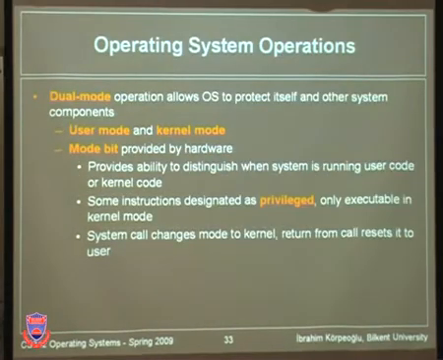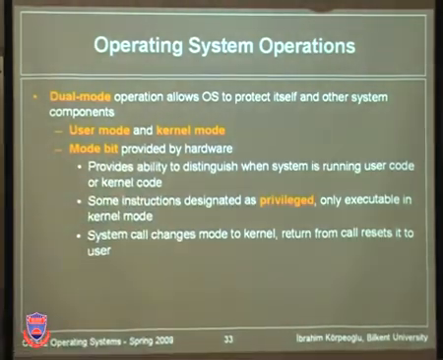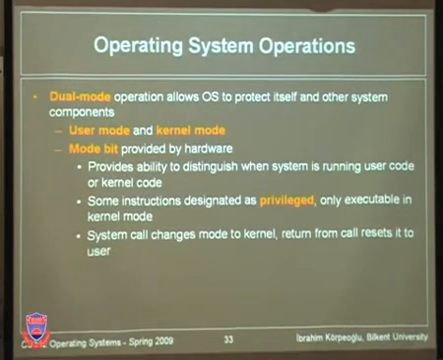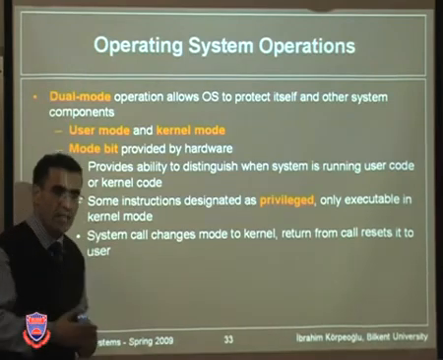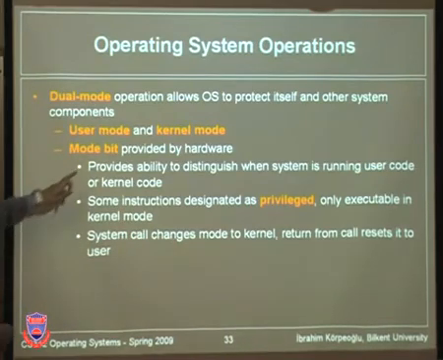What is the dual mode operation and what does it have? Dual mode operation allows the operating system to protect itself, the I/O devices, and other system components. So what is dual mode? Dual mode actually requires hardware support. It means that the system is operating in two modes, user mode and kernel mode. When it is in user mode, it is running application code on the CPU. When it is in kernel mode, it is running kernel code, operating system code, on the CPU, okay? So what the hardware provides is a mode bit.